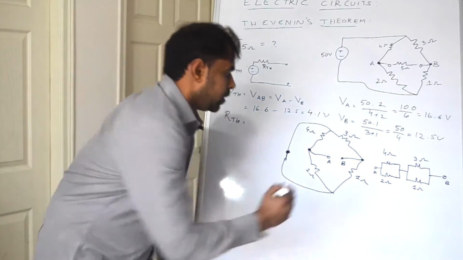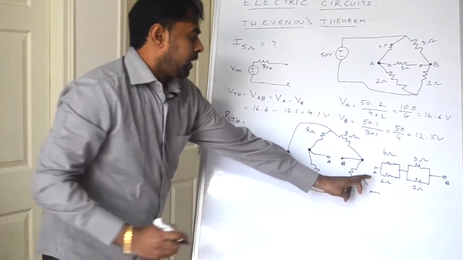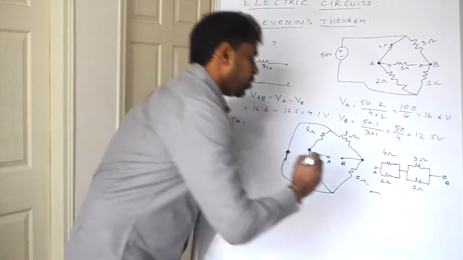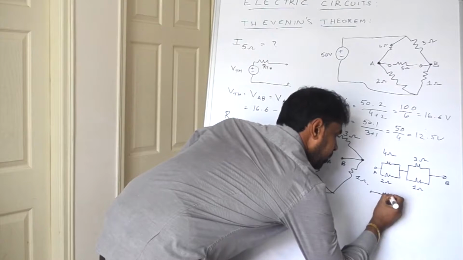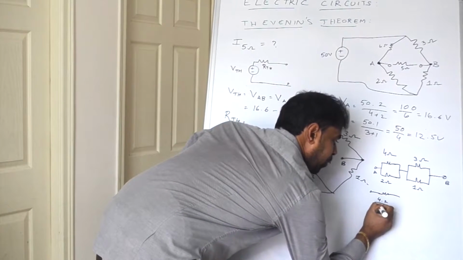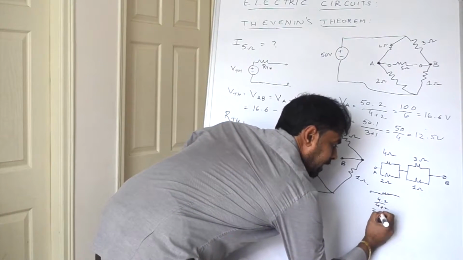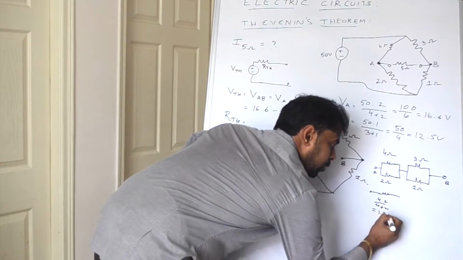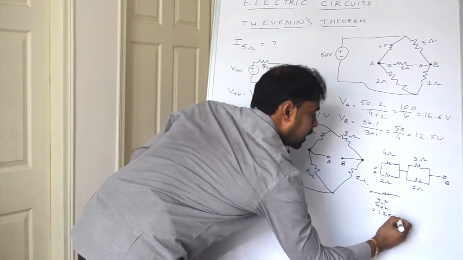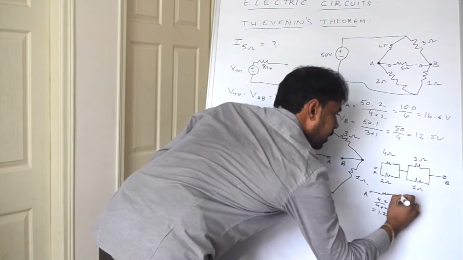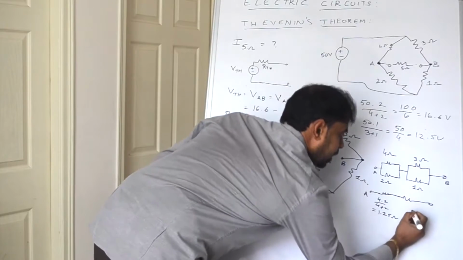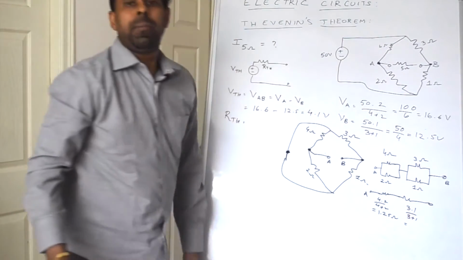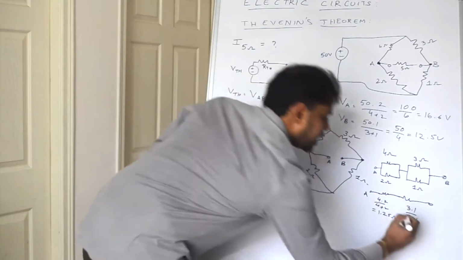So this one's equivalent resistance, R1 and R2 in parallel, is R1 into R2 by R1 plus R2. So it will be 4 into 2 by 4 plus 2, 8 by 6, which is 1.33 ohms. There will be another resistance whose equivalent is 3 into 1 by 3 plus 1. Its value will be 3 by 4, it will be 0.75.